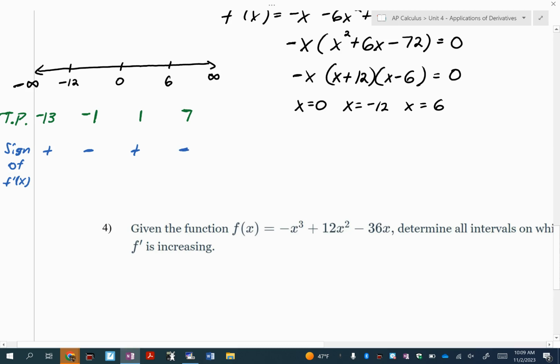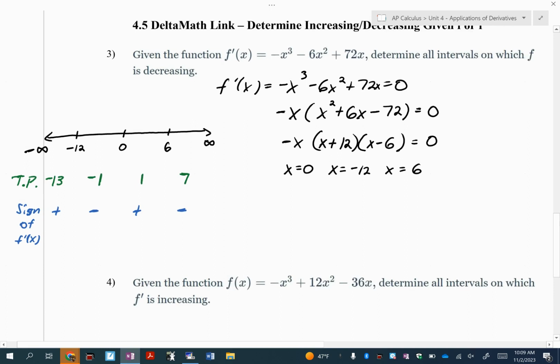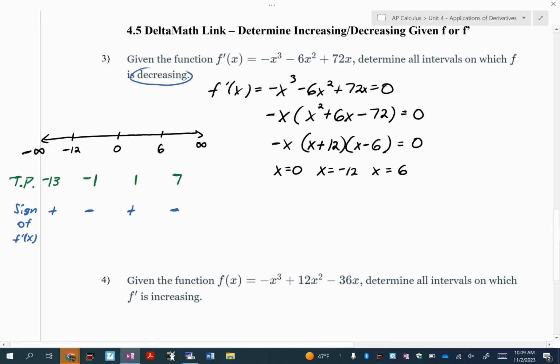Okay? So this is asking for where is f of x decreasing? So I'm focused on where the sign of my derivative is negative, which is 6 to positive infinity. So I heard negative 12 to 0. 6 to infinity.